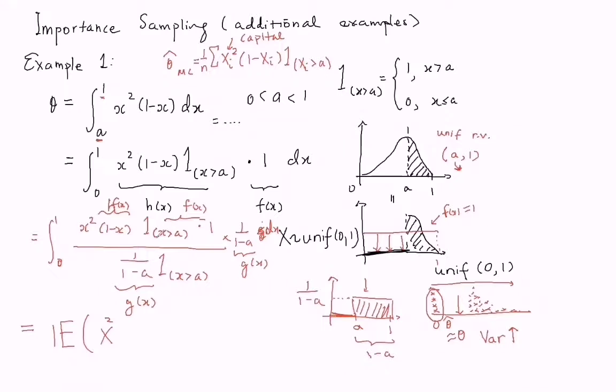So you can remove the indicator, since their support is greater than a. So you have x squared times 1 minus x, divided by 1 over 1 minus a. It's a constant, so you can take it out like this, okay? Where your x is now uniform a, 1.